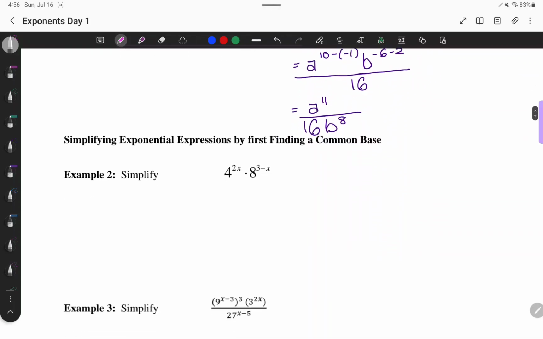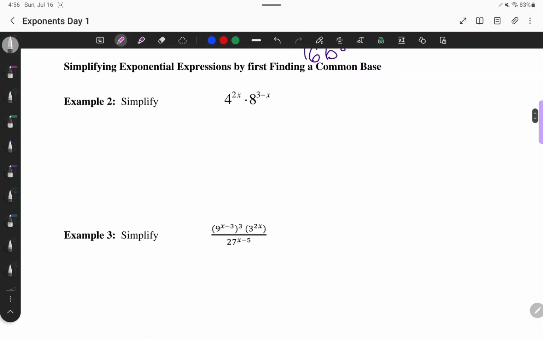Now, to look at a slightly different application, can we simplify if we don't have a common base? As this example stands, we have a base of 4 and a base of 8. Because those are not a common base, we can't apply any exponent laws yet. So our first goal would be, is there a way we can rearrange this expression? Now, as a matter of fact, 4 is equal to 2 squared, and 8 is equal to 2 cubed. So we can actually rewrite this expression using a base of 2. That would be 2 squared to the power of 2x times 2 cubed to the power of 3 minus x.